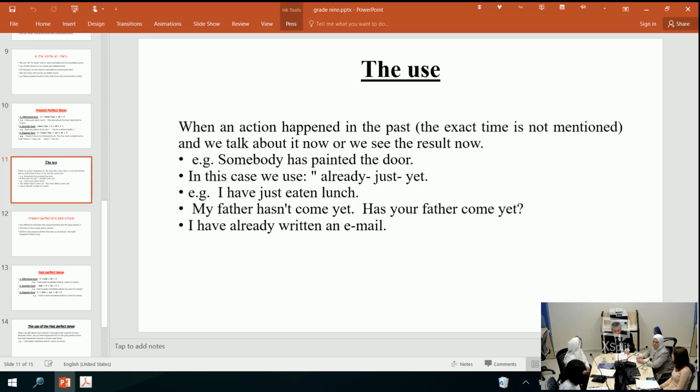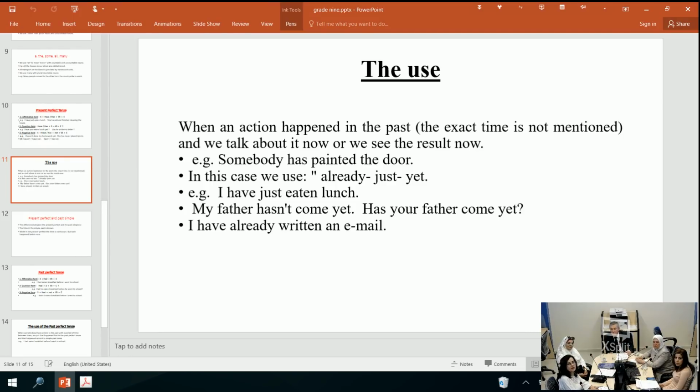For example, if we are talking about Shakespeare, we cannot use the present perfect. We cannot say "Shakespeare has written." Even if we don't have a time reference, it should be past simple because he is dead. There must be a connection. For example, if we look at the door, it is painted now. We say somebody has painted it. The result is clear.